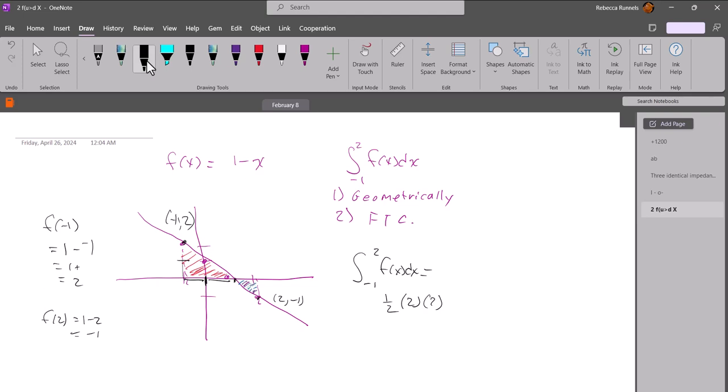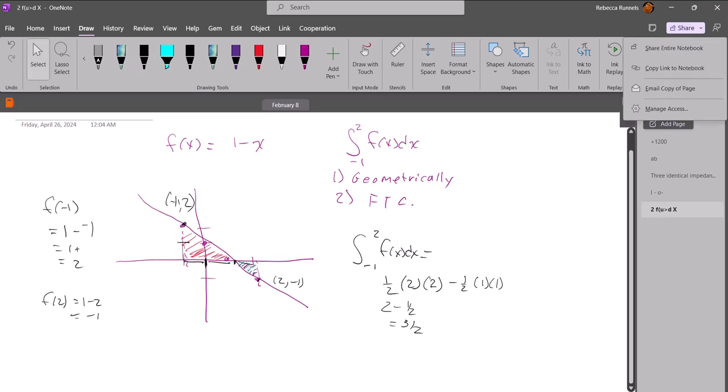So the area of the little triangle is -1/2, and the base is 1 unit, and the height is 1 unit. So the area, 1/2 times 2 is 1, times 2 is 2. 2 minus 1/2 is 3/2.